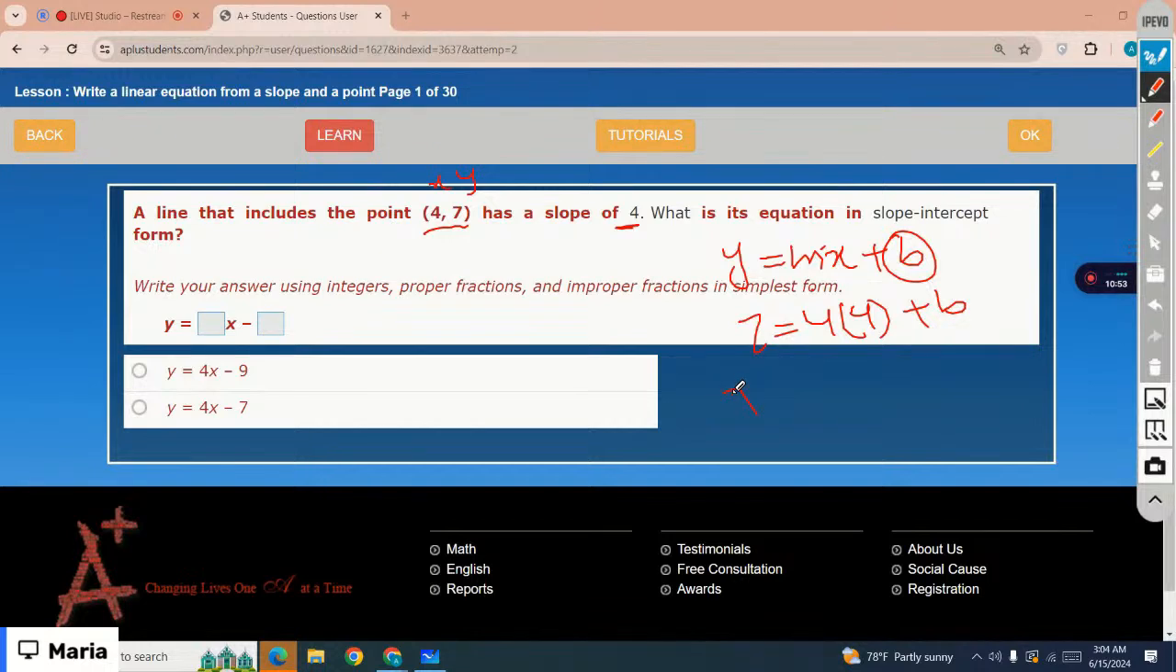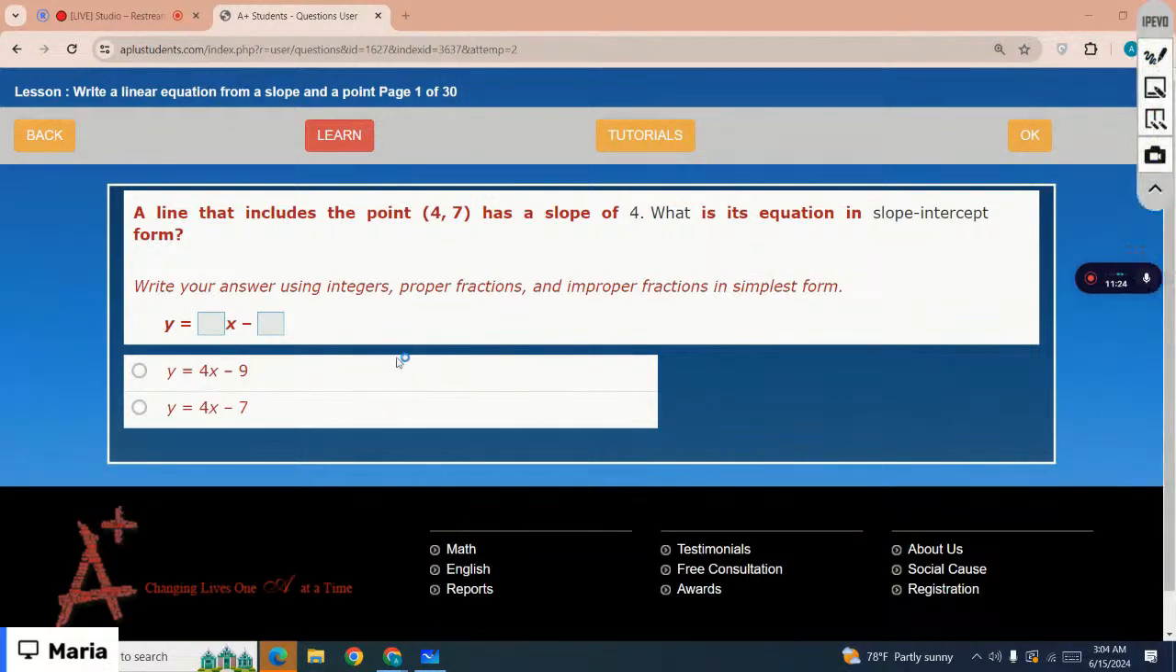So 7 minus 16 equals b, that is negative 9. Now you have the value of b also. So the equation is y equals 4x minus 9. So the correct option is option 1. That is y equals 4x minus 9. Option number 1 is the correct option. Got it?